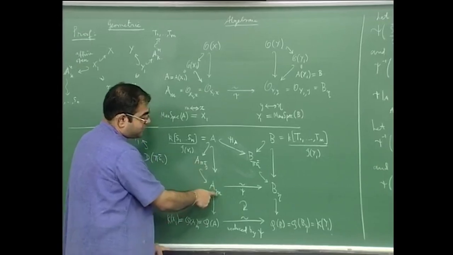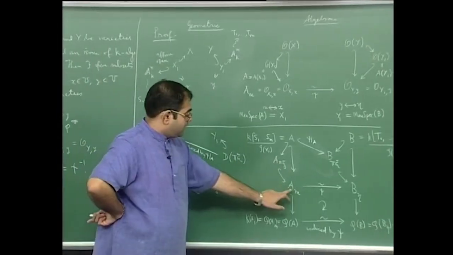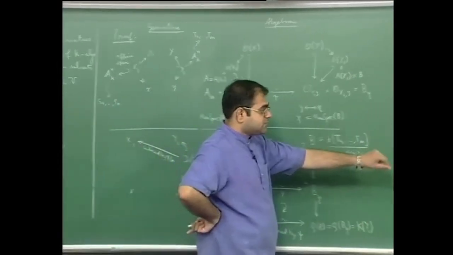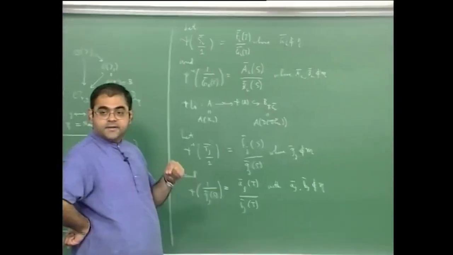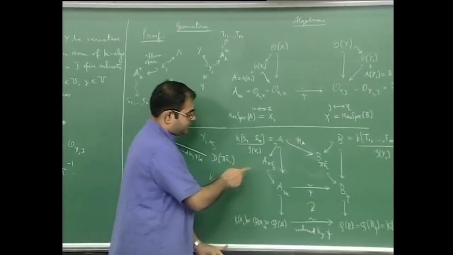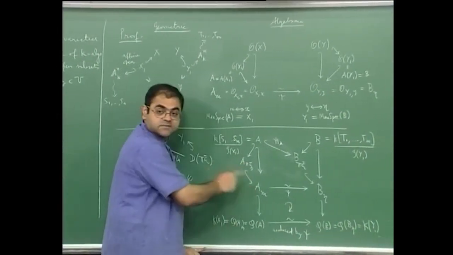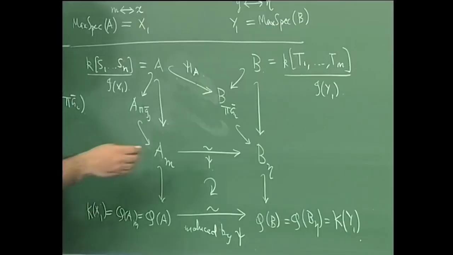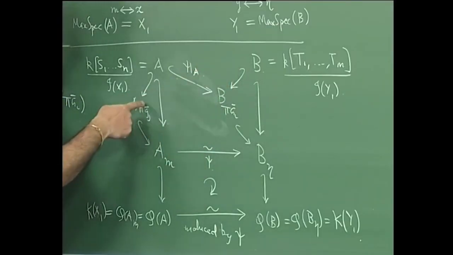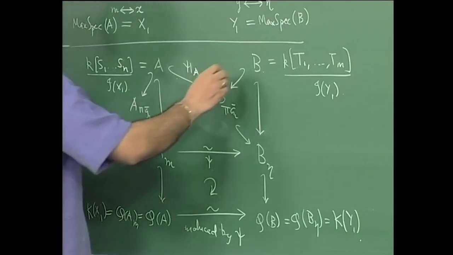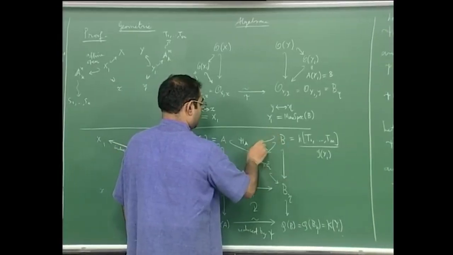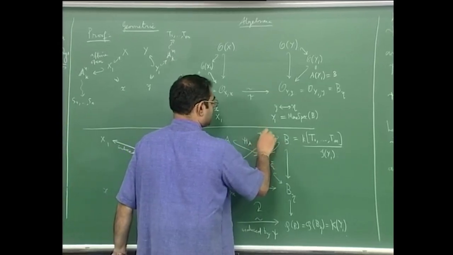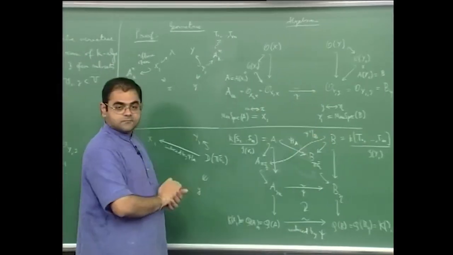All the Gj bars are units in this local ring, because they are outside the maximal ideal M. Therefore, this localization sits inside this localization, and if I apply psi inverse to B, it's going to land inside this. So I'm going to get an arrow like this, which is just psi inverse restricted to B.